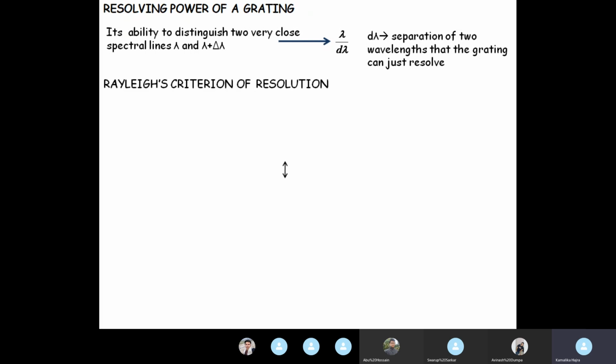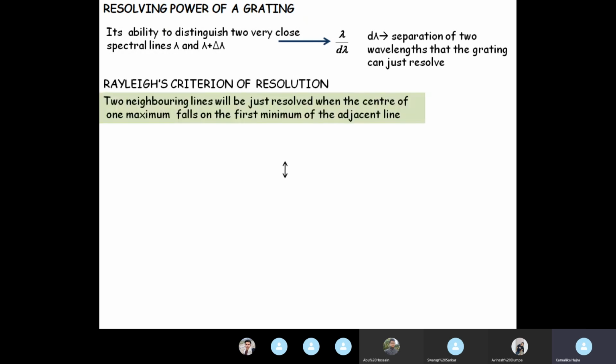Now we will see something known as Rayleigh's criterion of resolution. Lord Rayleigh was the first person who gave a criterion for this resolution, that is, the mathematical or optical condition under which two lines can be said to be resolved as two separate lines. Okay, what does it say? It says two neighboring lines will be just resolved when the center of one maximum falls on the first minimum of the adjacent line. Let's see what this means.